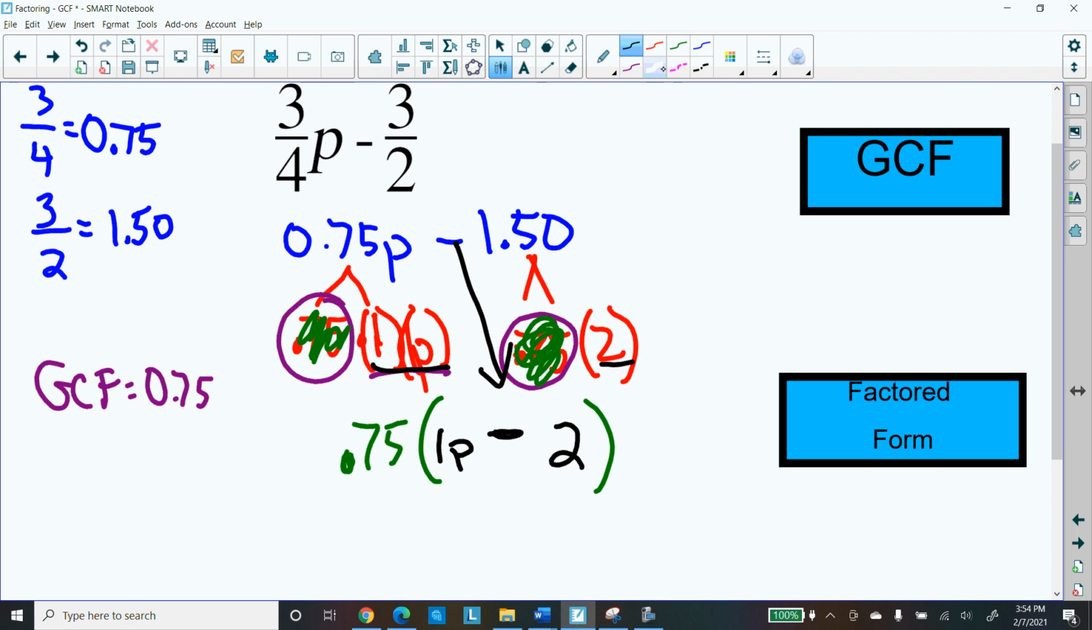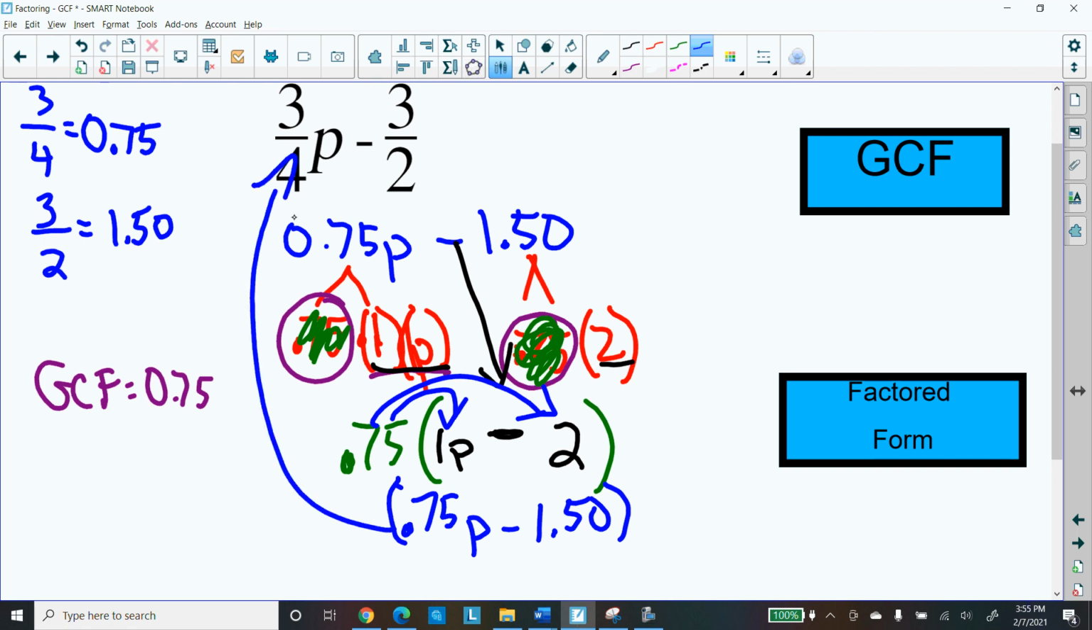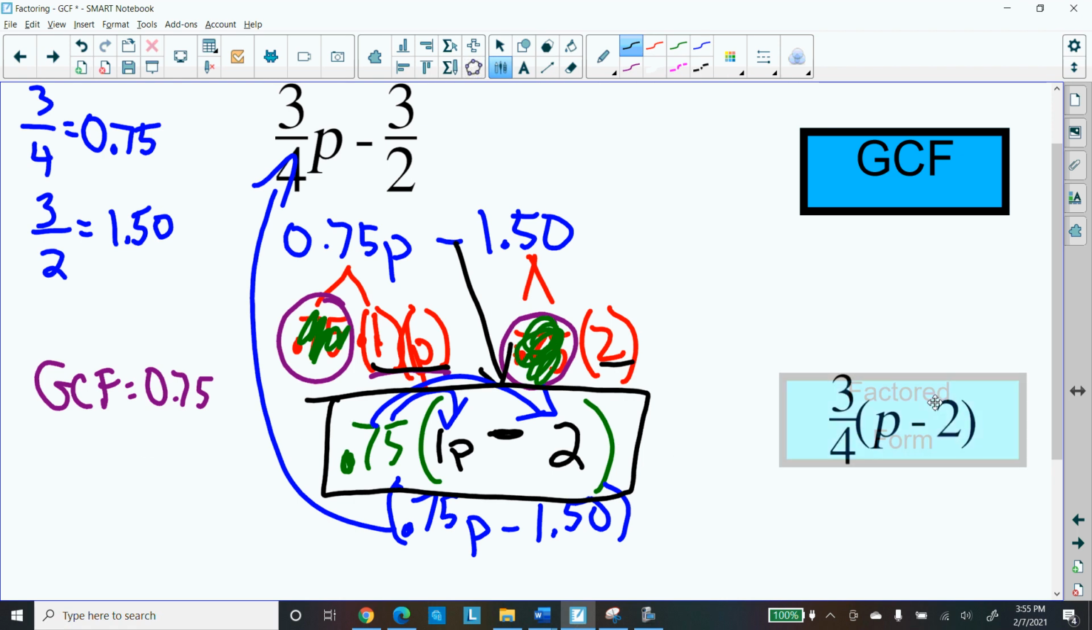And if I distribute that, 0.75 times one little p will be 0.75p. And 2 times 75 cents is $1.50. And that's what I started with at the very beginning. So my answer of 0.75 parenthesis 1p minus 2 is my factored form.